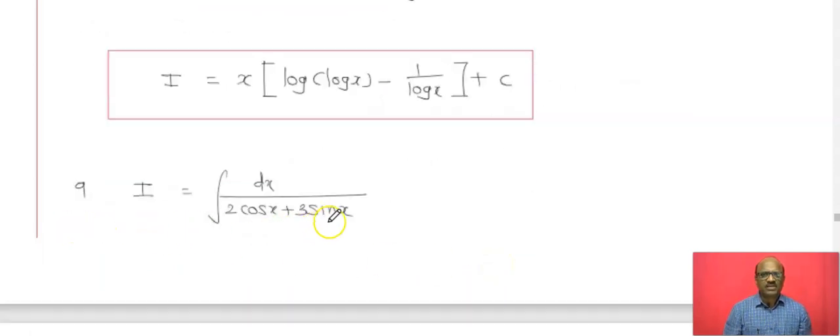Now the problem number 9. I is equal to integral dx upon 2 cos x plus 3 sin x.